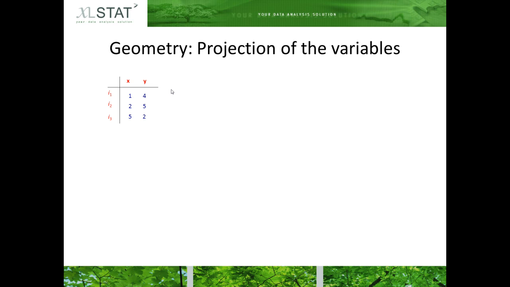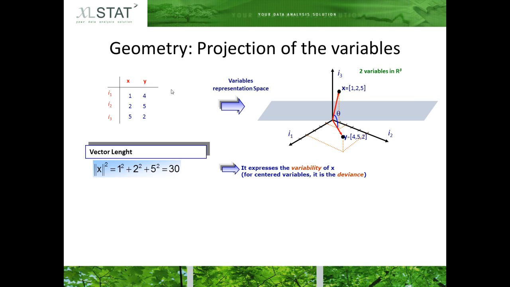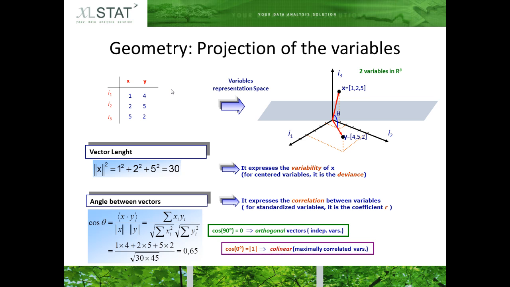Now, if we go back to geometry and try to explain the projection of variables. So here we have two variables, x and y, and we have three samples. If we look at the two variables, x and y, in the space of the samples, there are two things that are important to define them. There is the vector length, and the vector length represents the variability of the variable. If you are using centered variables, we can call it the deviance. Also, the angle between the two vectors, x and y, expresses the correlation between the variables. So for standardized variables, it is the coefficient r.